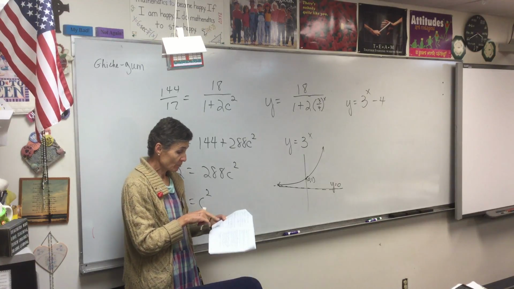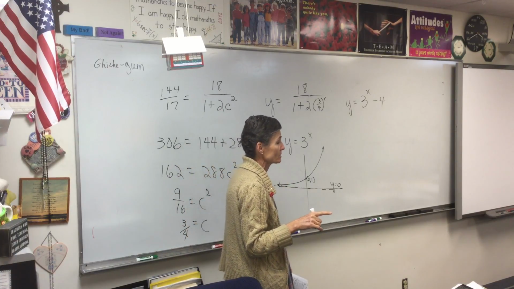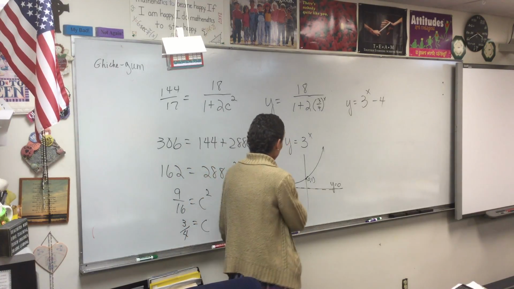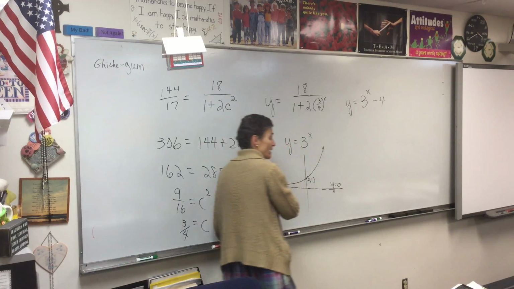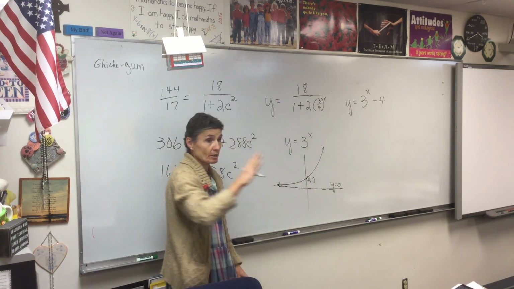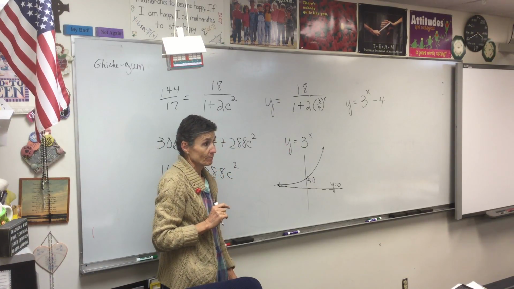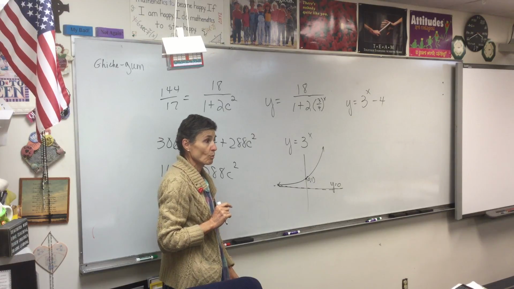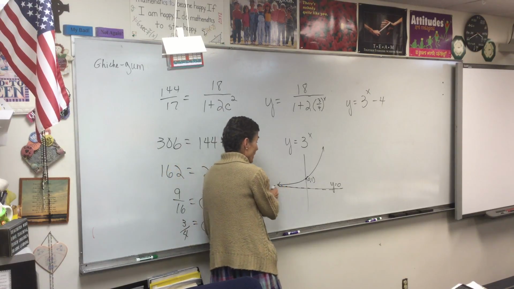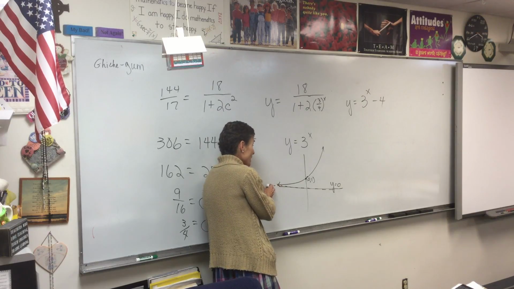So it says list domain, range, and asymptote. Your asymptote for B is at y equals -4. Now, what's the domain of an exponential? All reals. Doesn't it go all the way left and all the way right? Yeah. It's all reals. What's the range? Well, the range of the base picture, the BFF, would be y greater than 0.